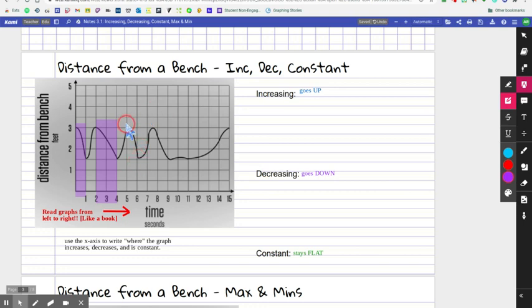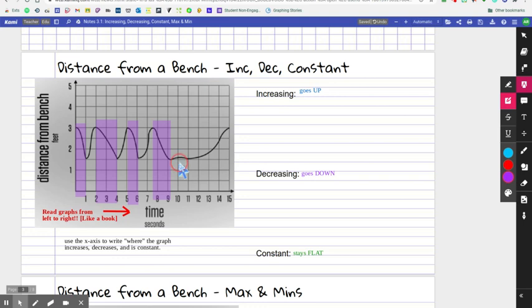Nope, not at 6, at 5. Yep, so it starts decreasing at 5, and it looks like it goes until about, we'll say 6, I don't know, something. When's the next time we see it decreasing? Nope, 8's right here. I would call this 7.5, and it decreases to about right here.